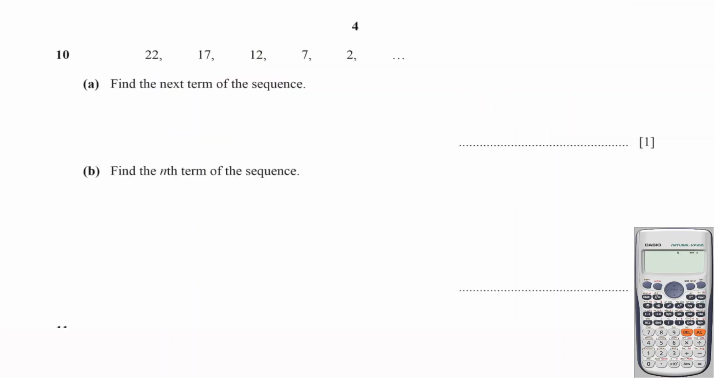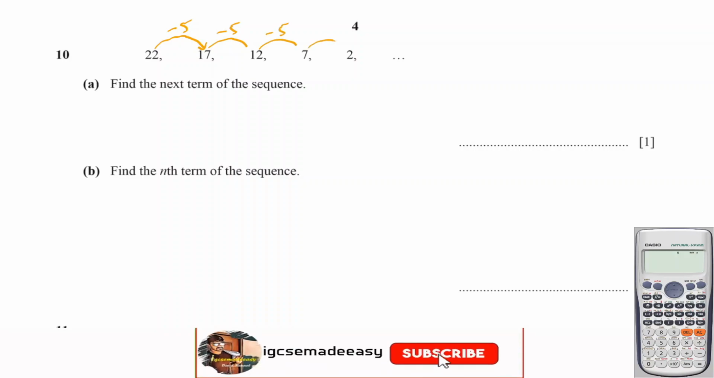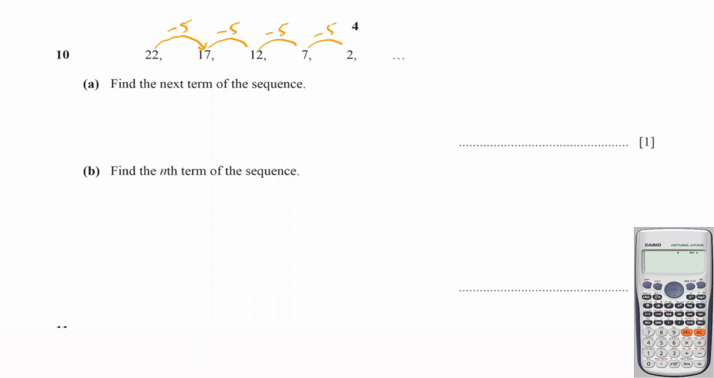Question number 10. A sequence is given and we have to find out the next term of the sequence. You just have to read the sequence actually. Here we can see that after 27 comes 22, 22 minus 5 gives you 17, and 17 minus 5 gives you 12, and 12 minus 5 gives you 7, and 7 minus 5 is 2. So 2 minus 5 should give you what? That's what we have to do. 2 minus 5 gives you minus 3. So the next term should be equal to minus 3.